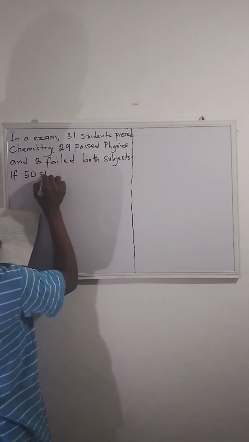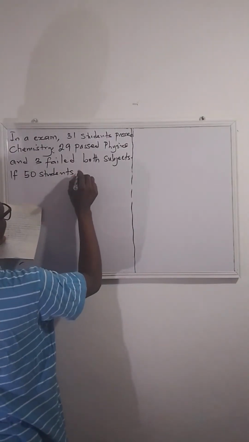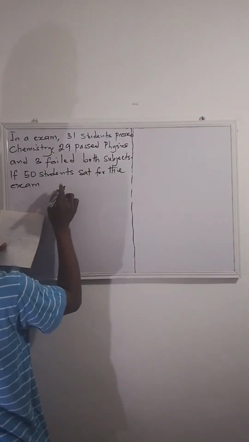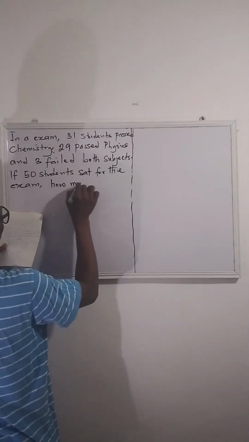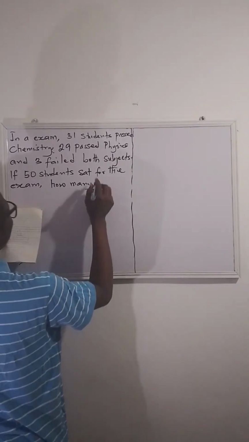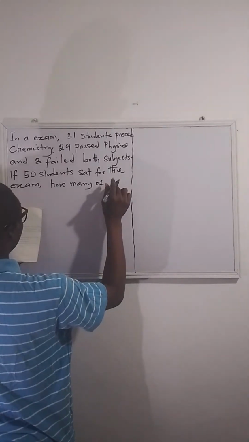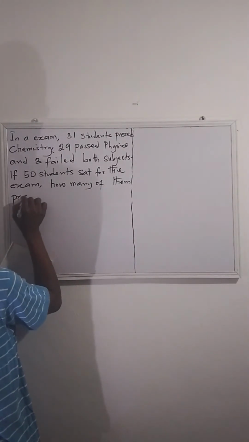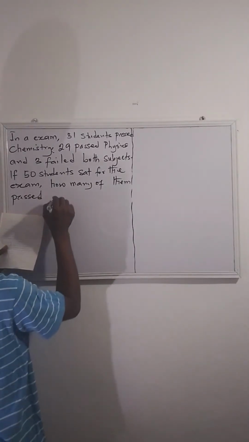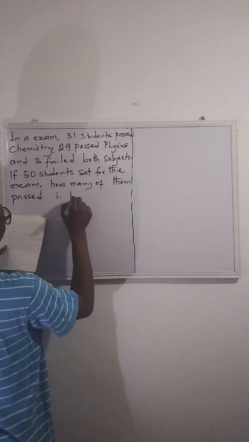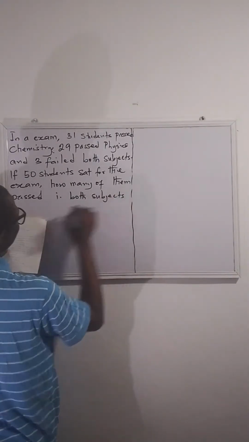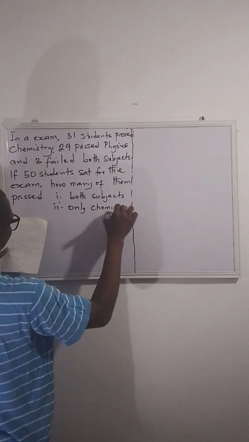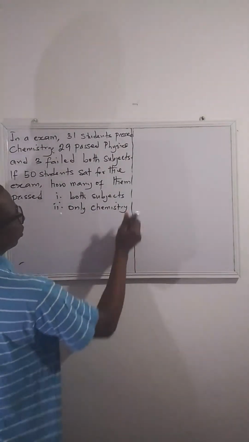If 50 students sat for the exam, okay, how many of them passed number 1, both subjects, number 2, only chemistry. Okay, so that is the question.